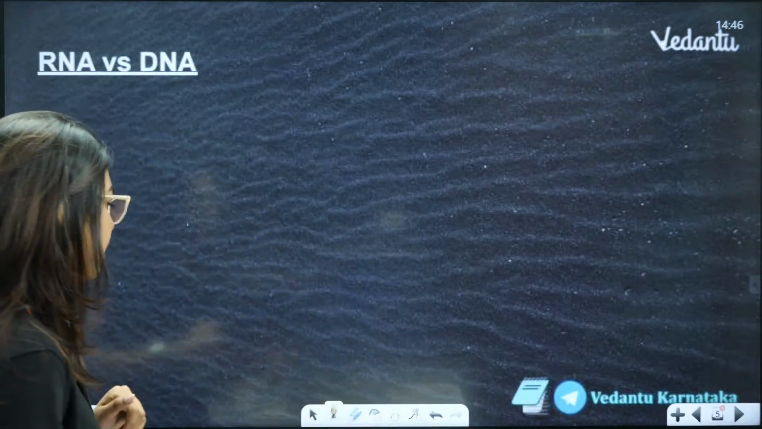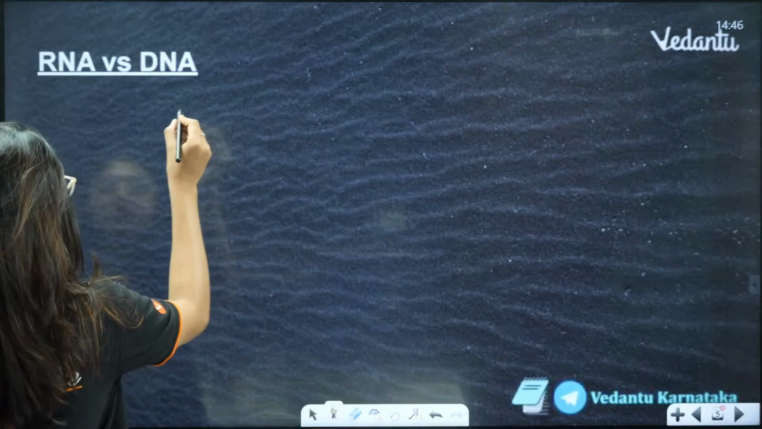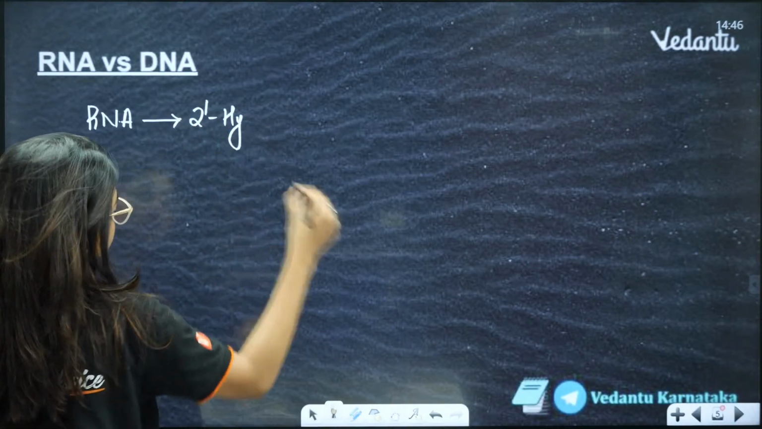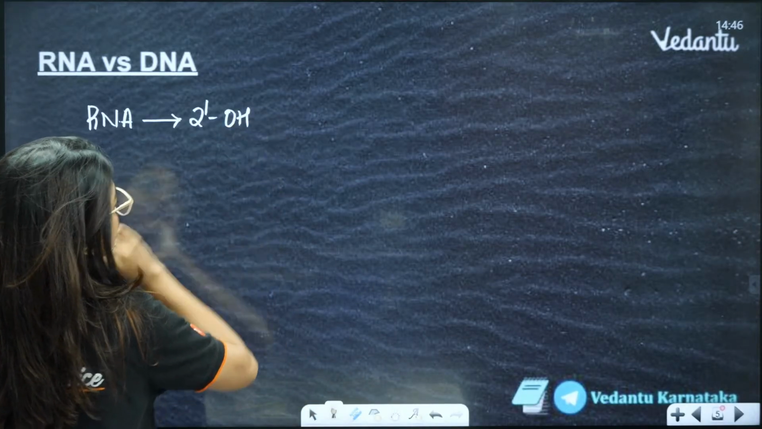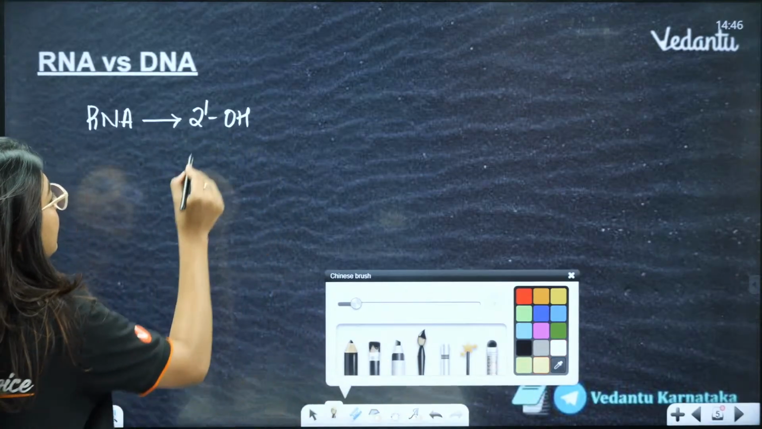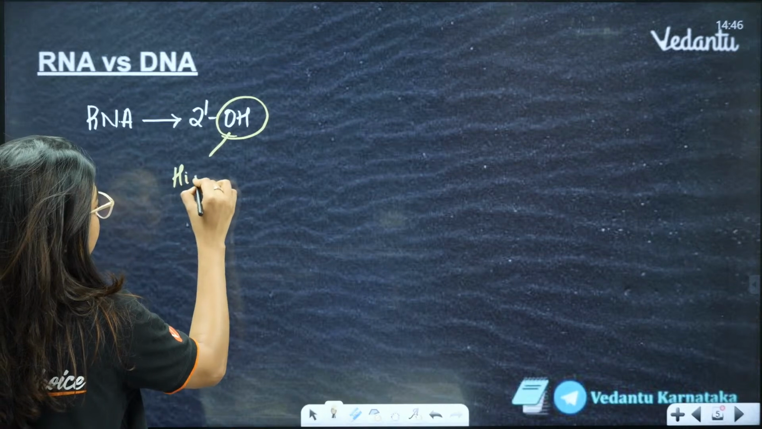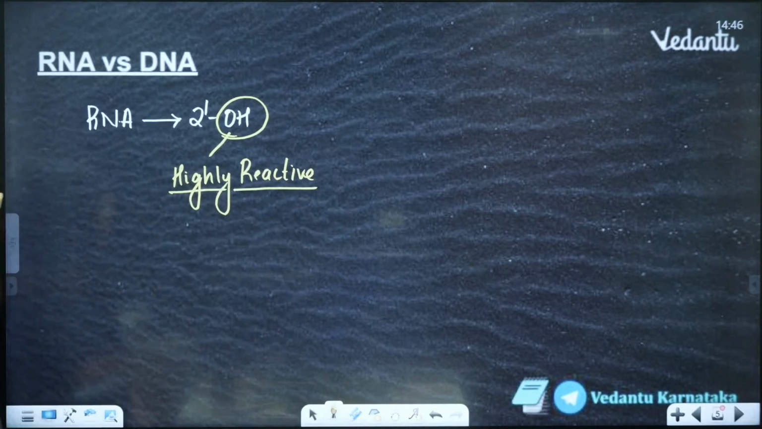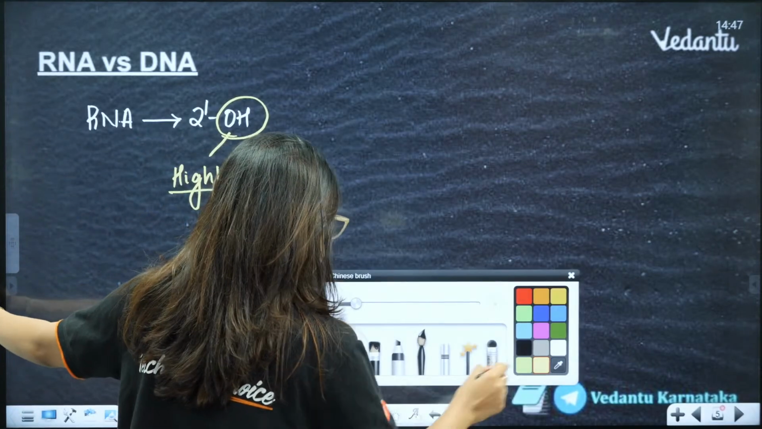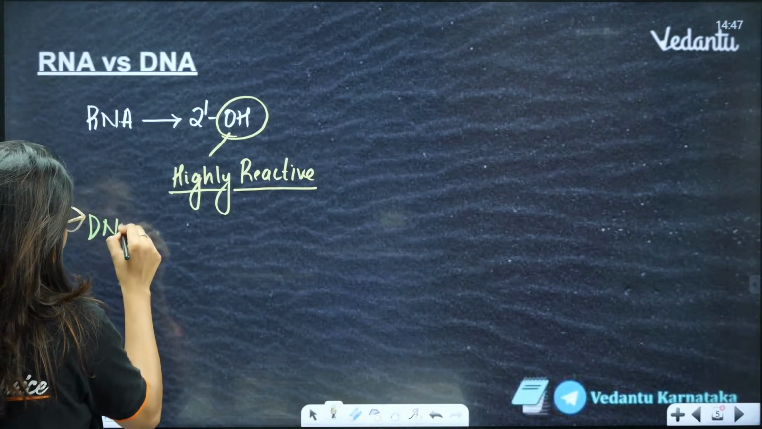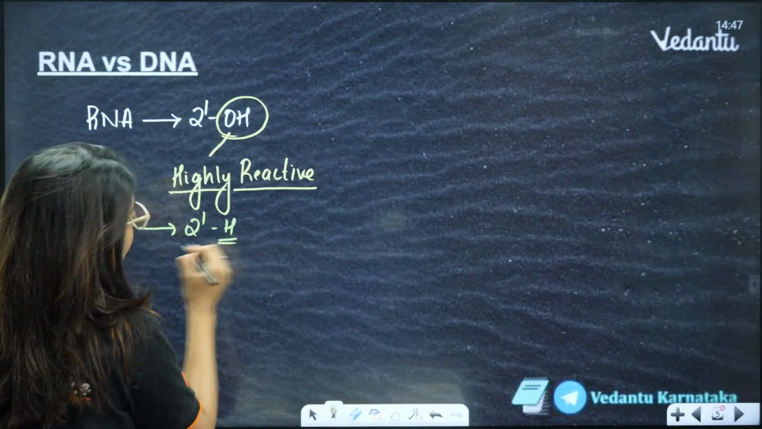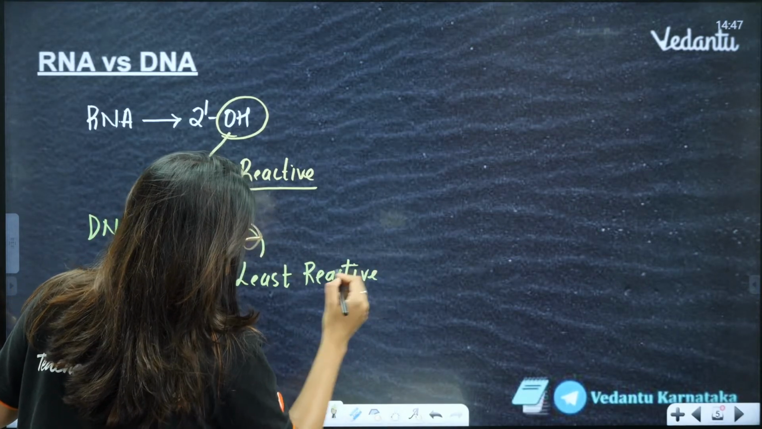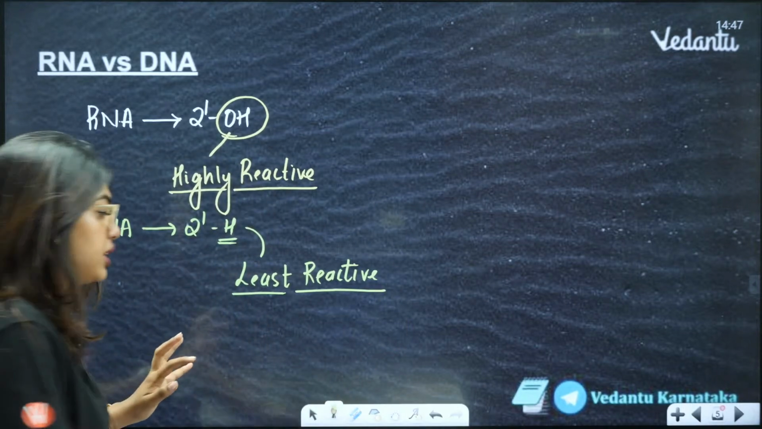Why did this happen? There must be a reason. The reason is very simple, students. When I told you that RNA has OH in the second carbon, and DNA has only a hydrogen, I was not just telling you about the structure. This OH in RNA is highly reactive, because oxygen is normally highly reactive. DNA, on the other side, has only a hydrogen on its second carbon, because of which it is least reactive. Do you want your genetic material to be highly reactive? No ma'am, I want my genetic material to be least reactive.